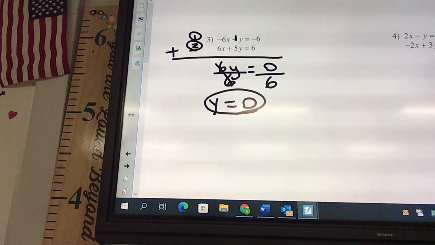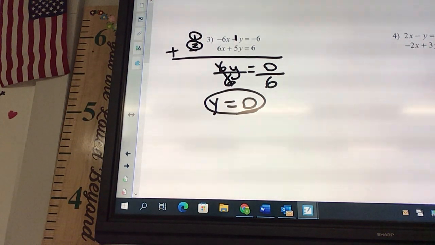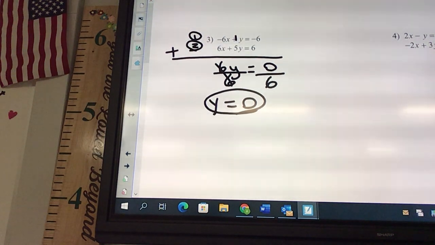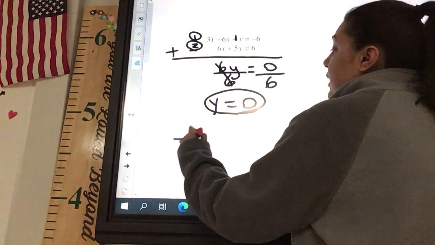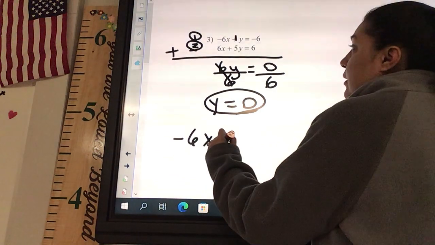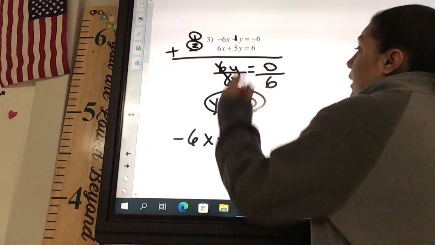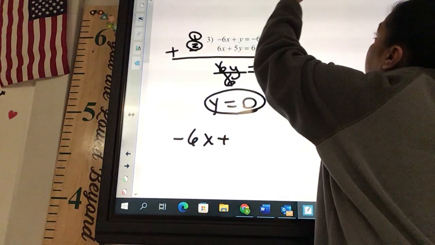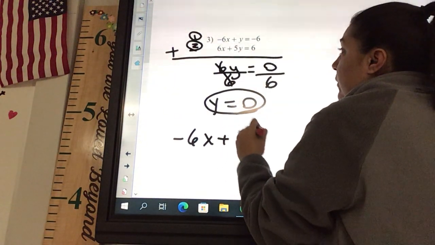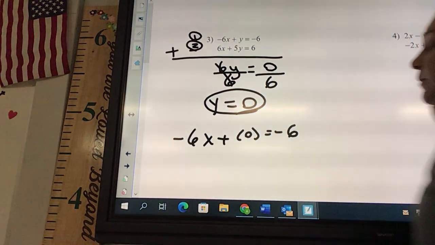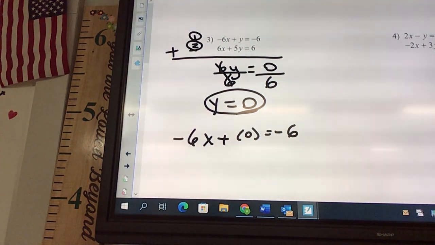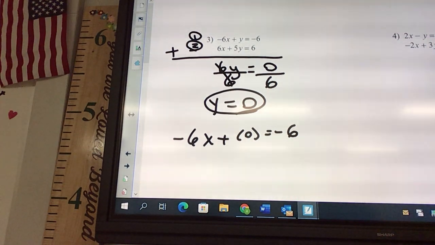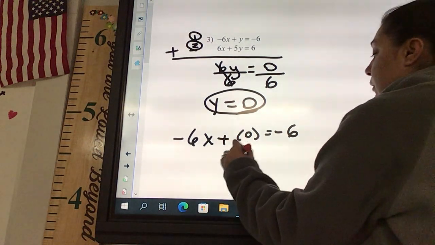Which equation looks easier to solve? Now we're gonna plug it back in. Equation 1 or equation 2? 1. So I got -6x plus, and you can erase that 1 or you can leave it there, it doesn't matter. Plus my y is gonna be 0 equals -6. And a 0, you don't technically have to do anything with it, but we're gonna say -0.